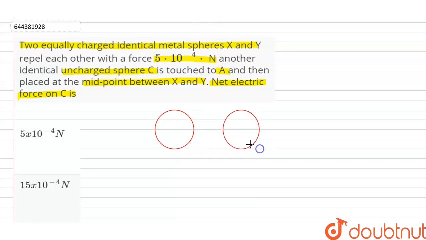According to question, two equally charged identical metal spheres x and y repel each other with a force taking F, which is equal to 5 into 10 to the power minus 4 Newton given, and the distance between both spheres taking small r. Let the charge on each sphere be small q, and they repel each other with the force F.